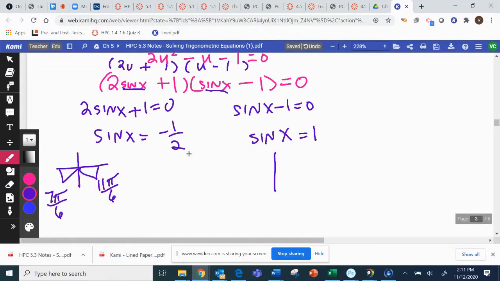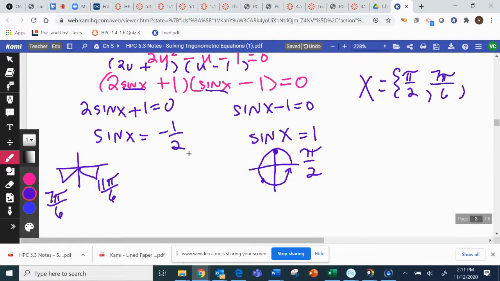And then the other question is, where is sine positive 1? Right at pi over 2. So we have 3 answers. This one just says to put it in the interval from 0 to 2 pi, so I don't need to do the general for these. But you do want to put them in order. So if you're not sure the order, you just think about going around the circle, and pi over 2 would be first. And then we would come to that 7 pi over 6, and then we come to the 11 pi over 6.